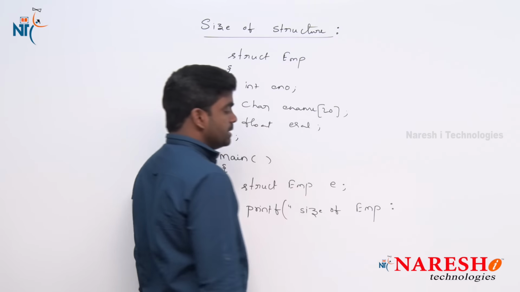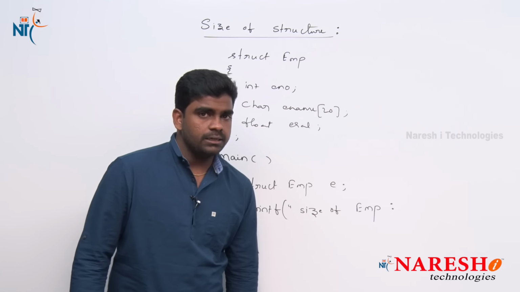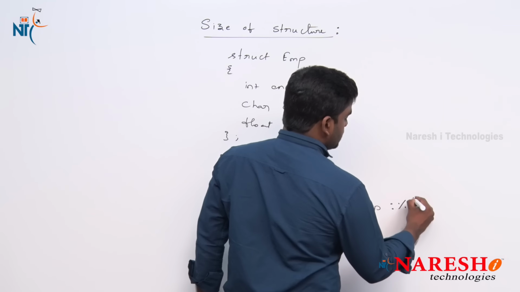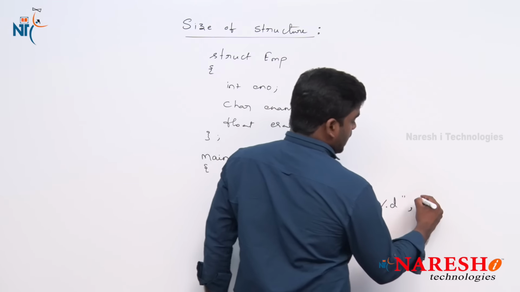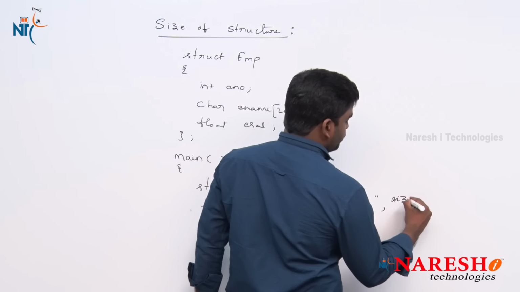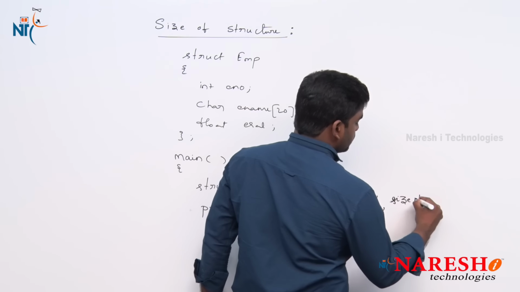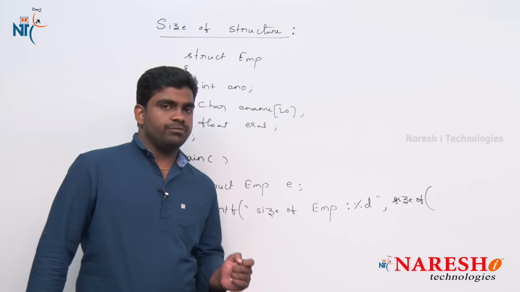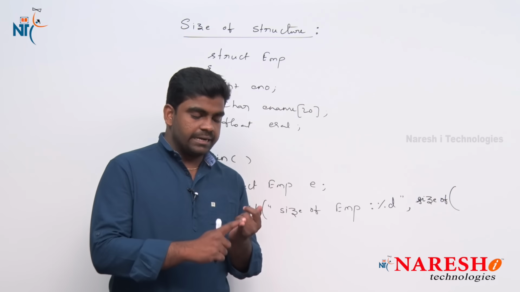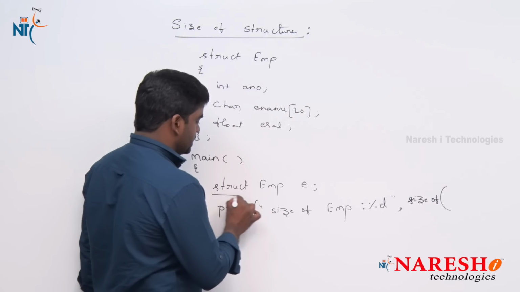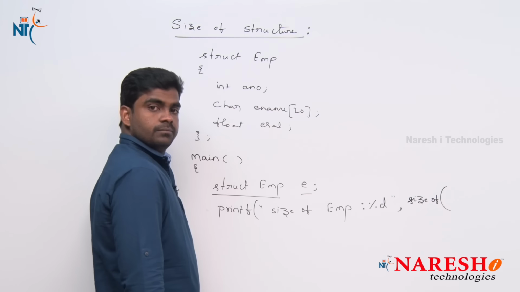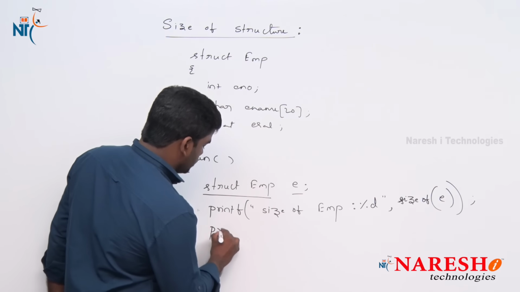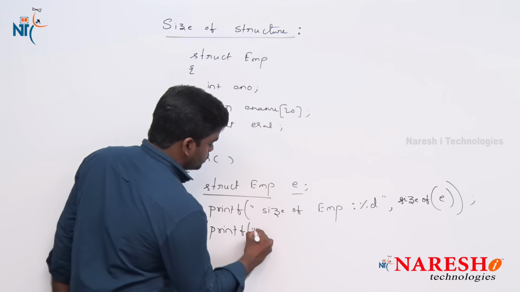Size of employee. Size is always represented in integers only. So here the format specifier is %d, and we are using the sizeof function. What do we have to pass to the sizeof function? Two options you have, either a data type or a variable. This is the data type and this is the variable. Either you can pass simply a variable or you can pass a data type also.